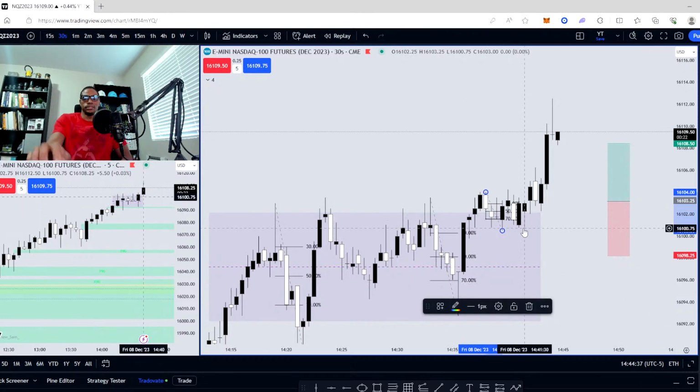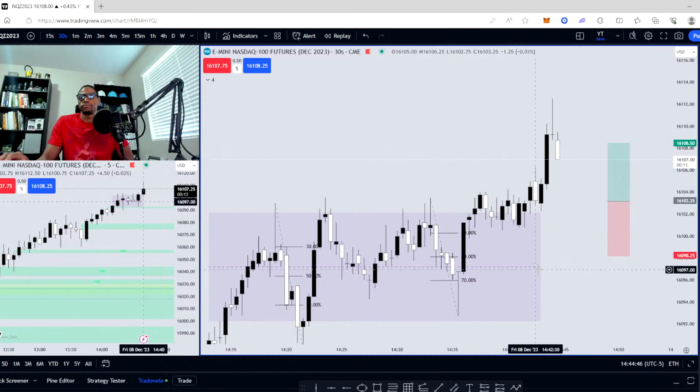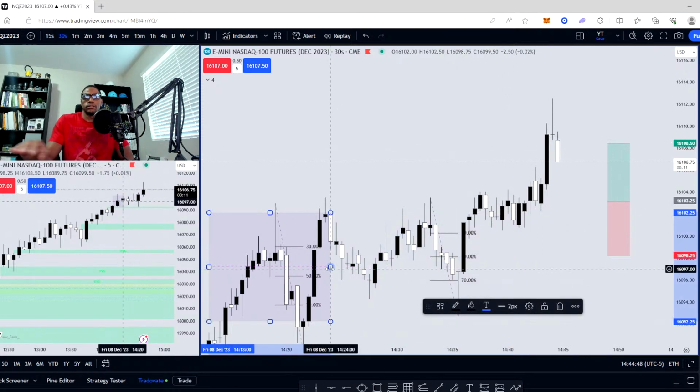Yeah, I really do like these small tight zones here. Just gives you a lot of wiggle room on your stop loss. We don't need this any longer.